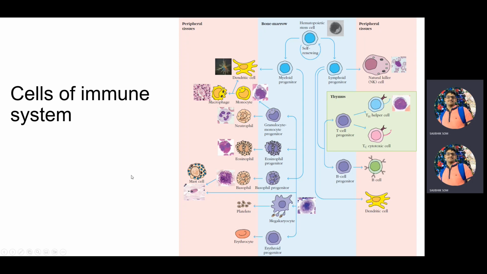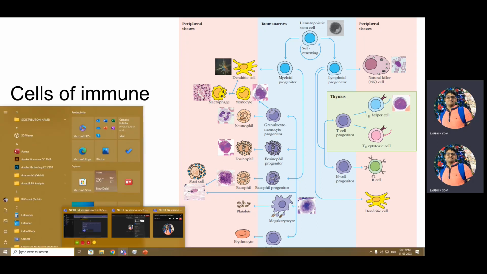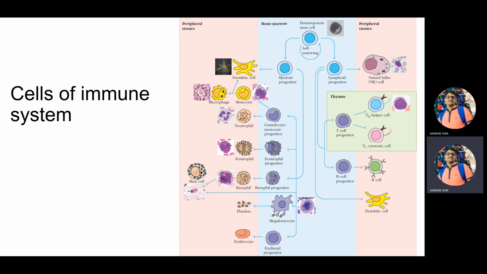As our country, or any country, has its own defense system to prevent any kind of external infiltration, our body also has an immune system. Our immune system is comprised of different types of cells.